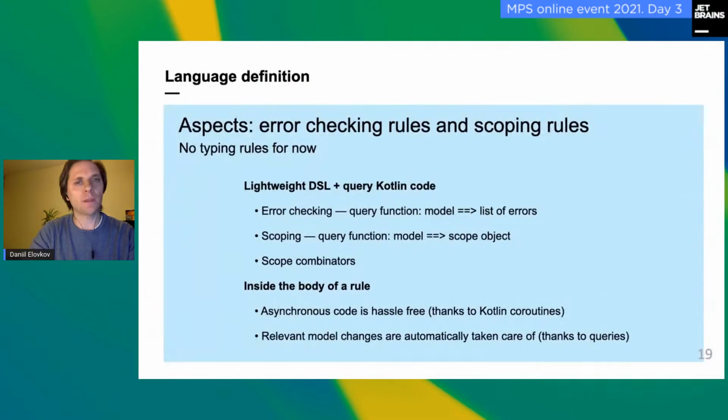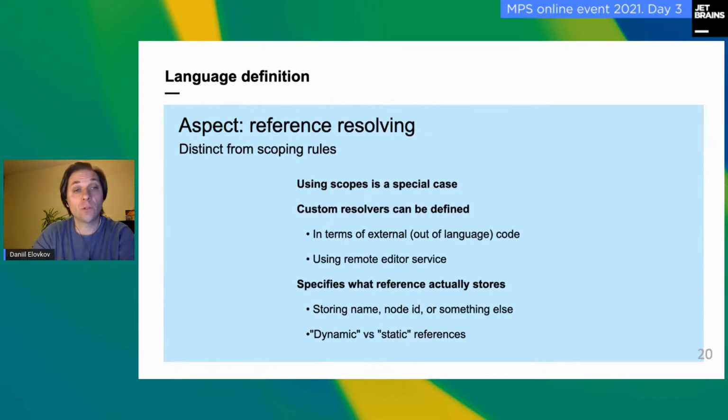Okay, the next thing is reference resolving. One might wonder, I've already discussed scoping rules, so why this again? But in our framework it is distinct from scoping rules. Using scopes to resolve references is just a special case. In the general case, one can define the resolvers in terms of some arbitrary Kotlin code, or instruct the framework to use the remote editor service or remote machine, which is what we do in the biological knowledge base, to resolve references.